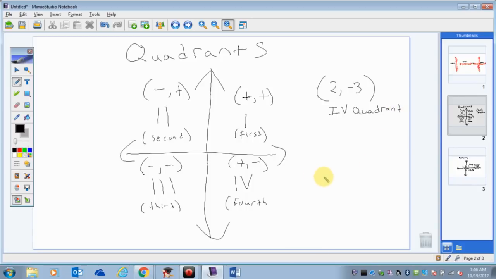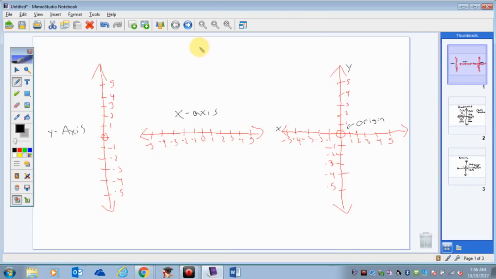If I said to plot, we'll move to this screen, plot point -4, 2. When you see an ordered pair, this is your X, this is your Y. So we're going to go over and then up. So we go over -4 and then up 2. So that would be where -4, 2 ends on the plot.